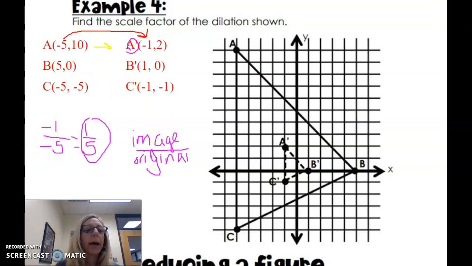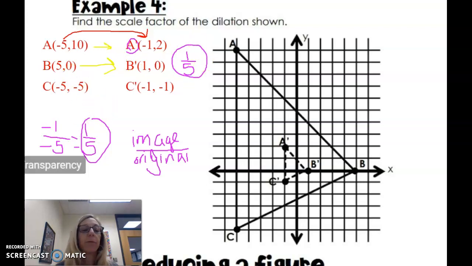So if we go ahead and we look at B to B prime, my image point is going to be 1 for the x-coordinate, and the x-coordinate on the original is 5. And there it is, 1/5. That's my scale factor. Let's try it one more time for C.